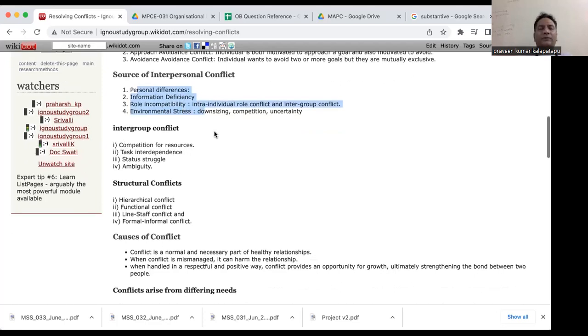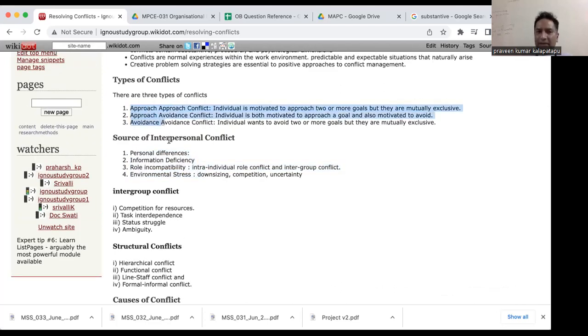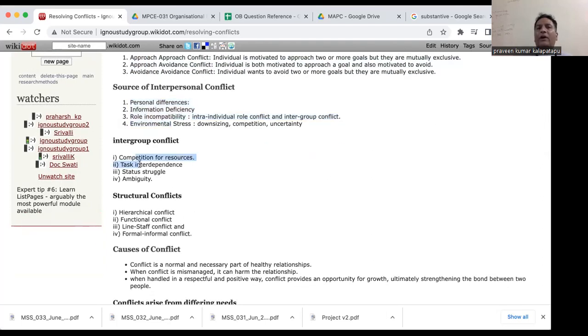So now, we first talked about within a person, then we talked about between the people. Now we are talking about between groups. So when it comes to groups, there could be competition for resources. You want a resource within your project, in your unit, and the other unit wants the same resource. Task interdependence: you want to finish a task and the other unit is not really cooperating with you, right? So there is an interdependence, hence there could be a conflict.